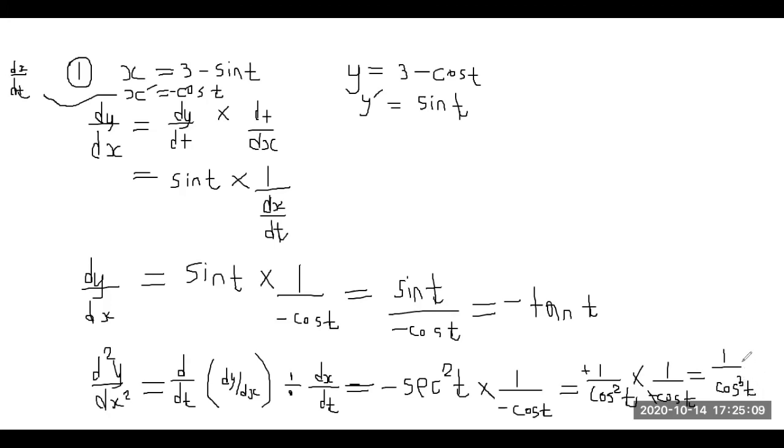And some people might go further to say that the second derivative, d2y/dx squared, is equal to 1 over cos cubed t, or sec cubed t. So that's what we're getting. That derivative is sec cubed t. Easy.